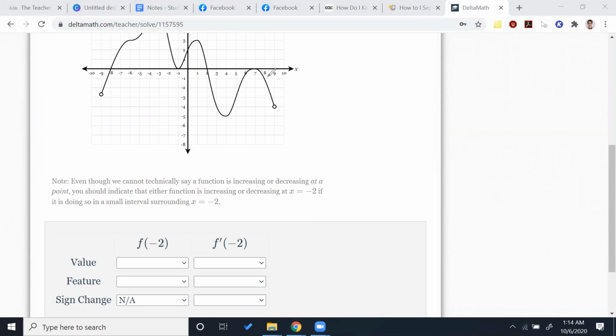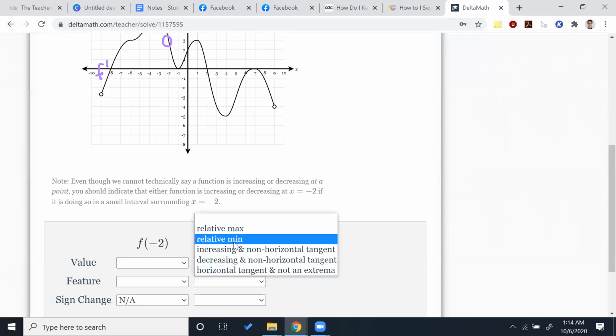Okay, here we go. It looks like f prime of -2, the actual value is going to be 3. So take a look. It's positive 3, right? Feature. Okay, this is talking about how it moves up and down. Increasing or decreasing, it decreases, right? Through -2.